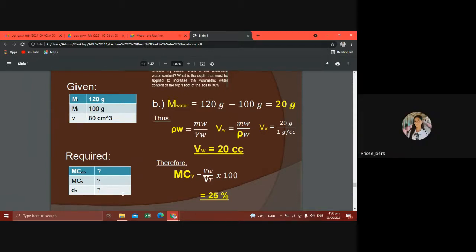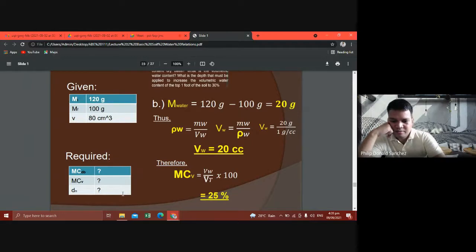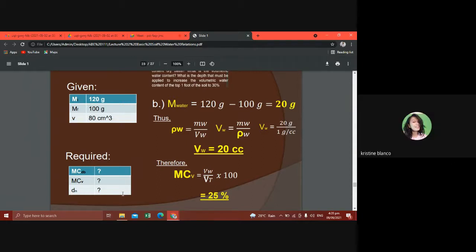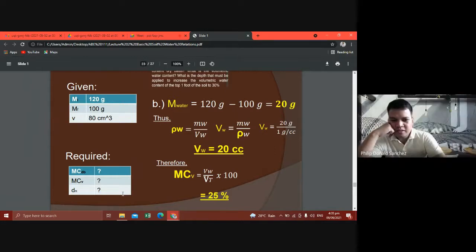100? Ang VW na to kay 20 cc. 100 or 80? 80, sir. 80 because 80 is our total volume. When we say total volume, it is the kabuuan, tanan. Wala pa nato nakuha si moisture. 80 cc na daan ang iya value.